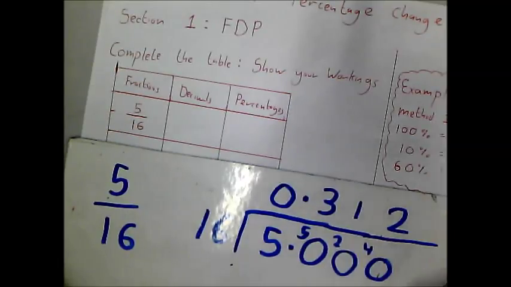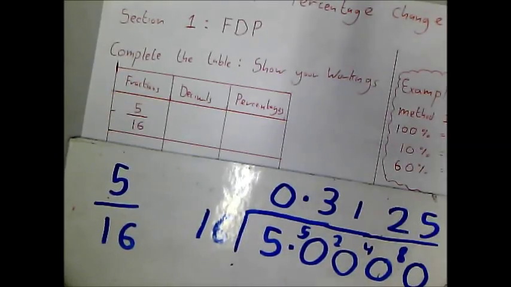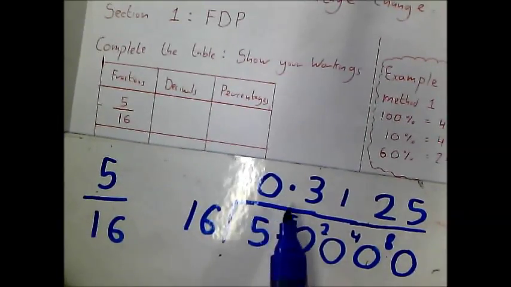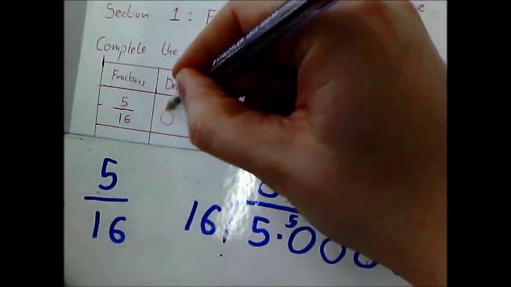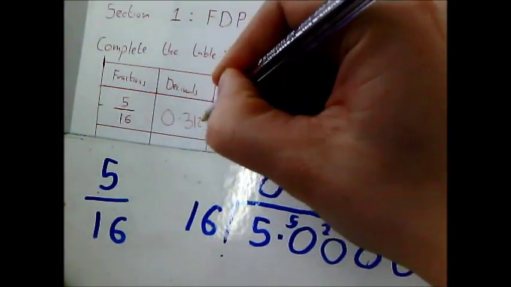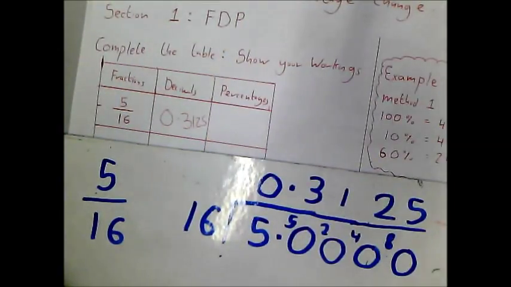So we were at 16 into 40 goes 2 times with a remainder of 8. Here I need to do 80, so I need to go a little bit further up on my grid. So then I've got 64 and then 80. Perfect, so 5 times. So 5 divided by 16 is 0.3125. So there is my decimal equivalent, which I can put into my table: 0.3125.